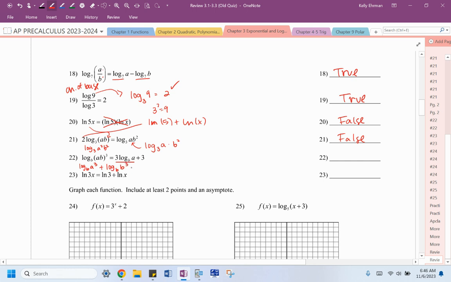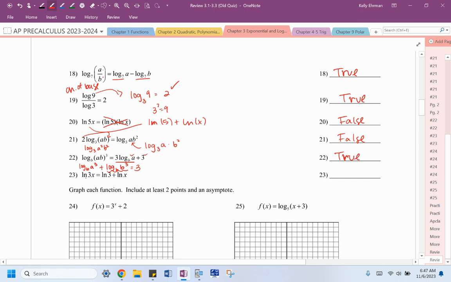Now we've had these before in problems on the previous worksheet, where it was like right in terms of a, b, and c. And then I had lots of log base a of a. So if these base numbers match, that can be simplified to 3 right there. So yes, this is true.